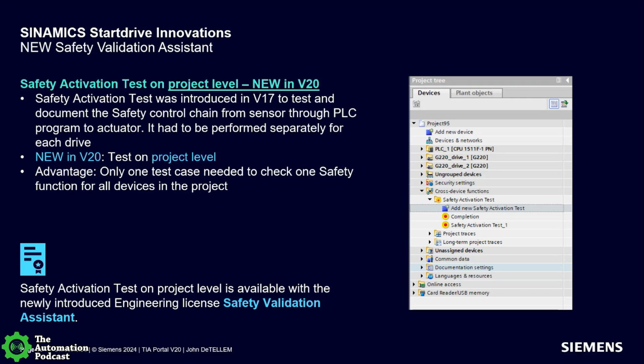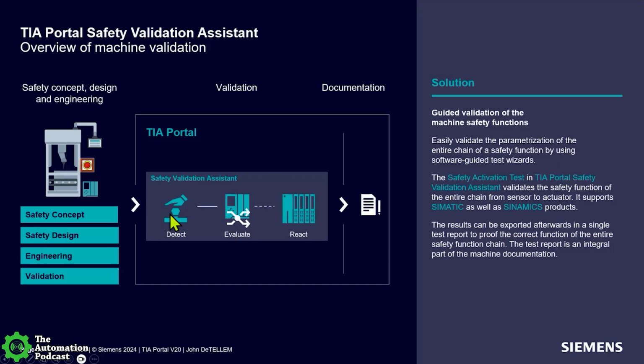So new in version 20, you can see it here buried in the project tree under cross-device functions, where the traces and some other topics are. But basically, I define some parameters associated with safety activation tests across the devices that I have in my project. And of course, our devices are push buttons and detect devices that are wired into the PLC I/O, into the PLC to evaluate, and then our PLC is going to drive some outputs for the reaction of turning things on or off to make the machine safe for itself or, most importantly, for us, the people.